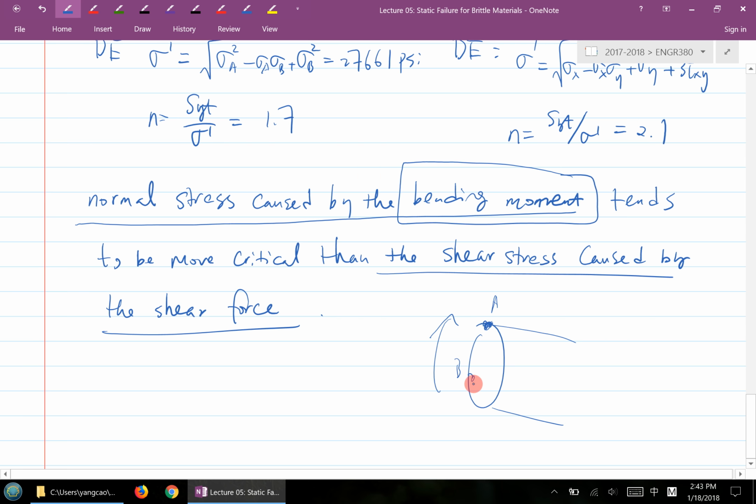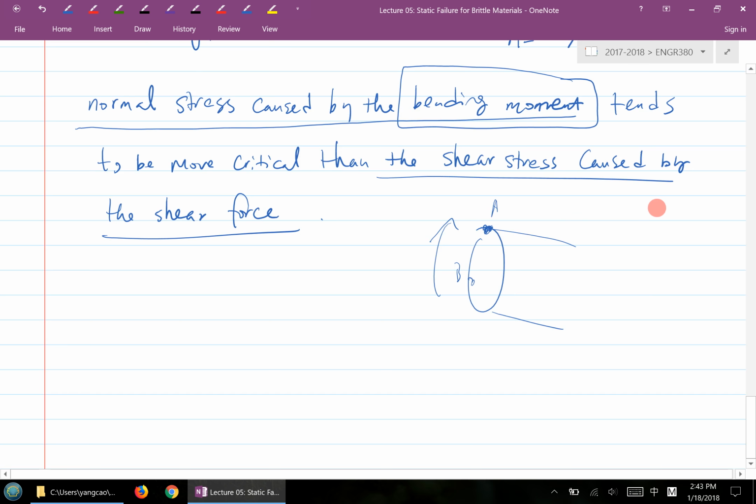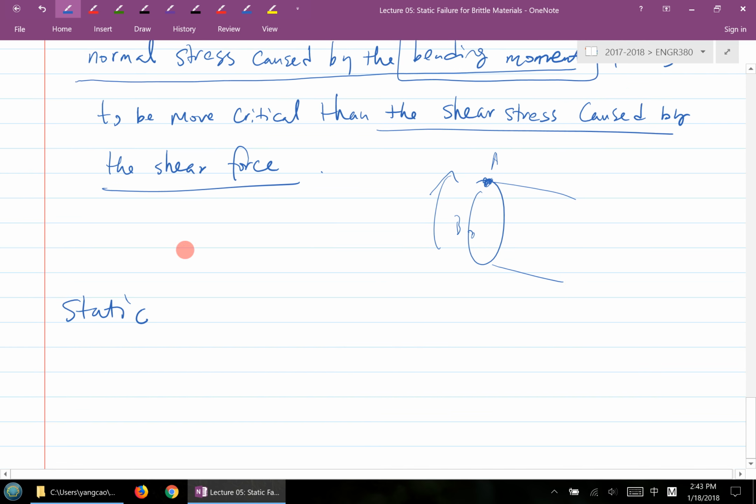Okay, so that's all about the ductile material. Any questions so far? Now let's continue, and now look at the static failure for brittle material. For brittle materials, I think I mentioned the nature of brittle material in this class.